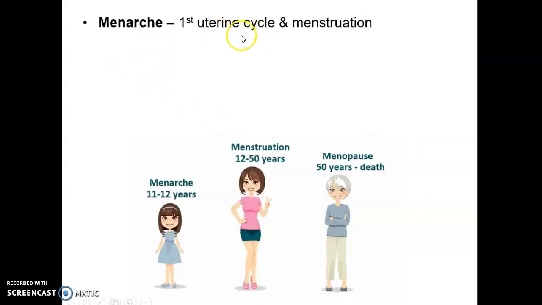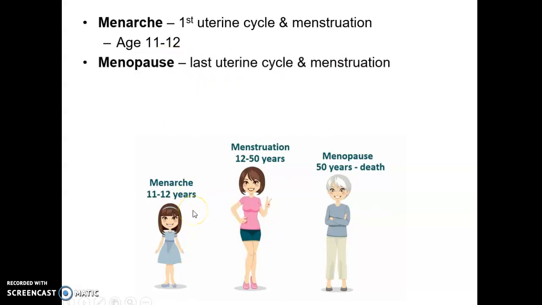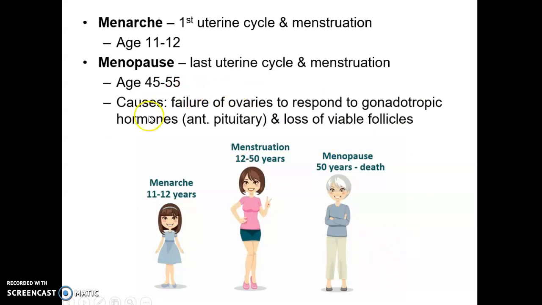So menarche is the first uterine cycle and menstruation that occurs at puberty in the female. Ages are variable, but 11 to 12. Menopause is the cessation of the uterine cycle, so the last uterine cycle and menstruation. That is the end of the reproductive years for the female, and that's again variable, ages 45 to 55. And the reason for that is basically a failure of the ovaries to respond to gonadotropic hormones from the anterior pituitary and the loss of viable follicles within the ovaries.